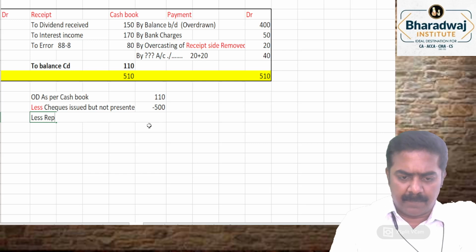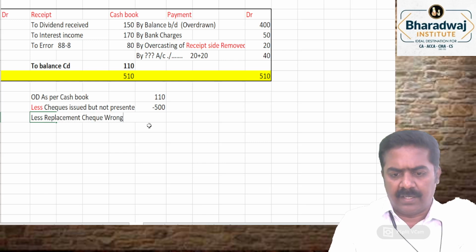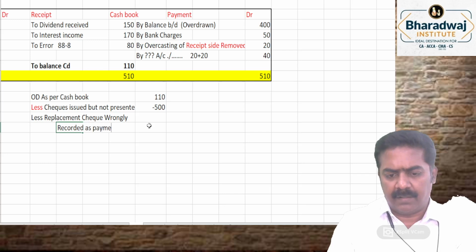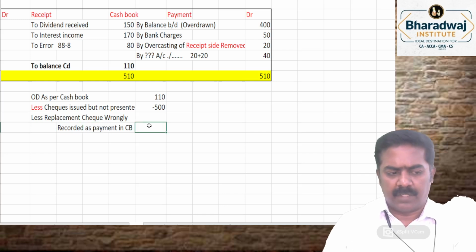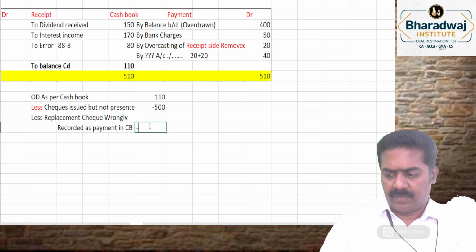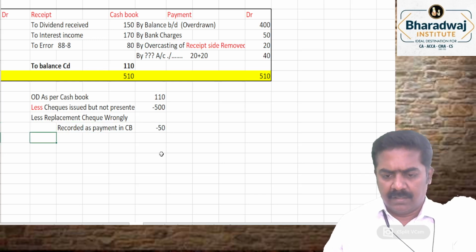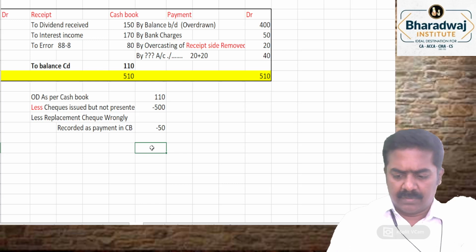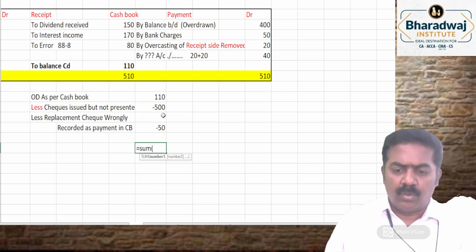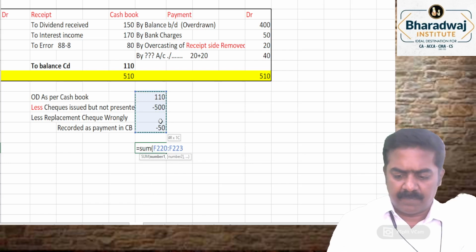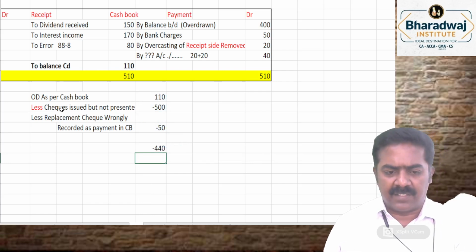Replacement check wrongly recorded as payment in cash book. How much? 50. OD becomes a negative answer.